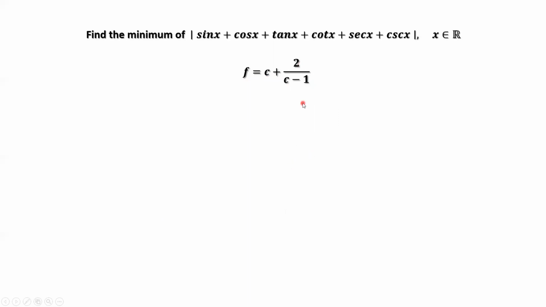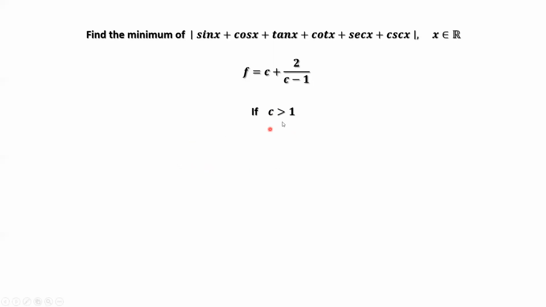So here c cannot be 1. If c equals 1, f equals infinity. We only care about the minimum value, not maximum. So here, we don't consider c equals 1. Only 2 other situations we need to consider. The first situation is c bigger than 1. Then we will discuss c less than 1.